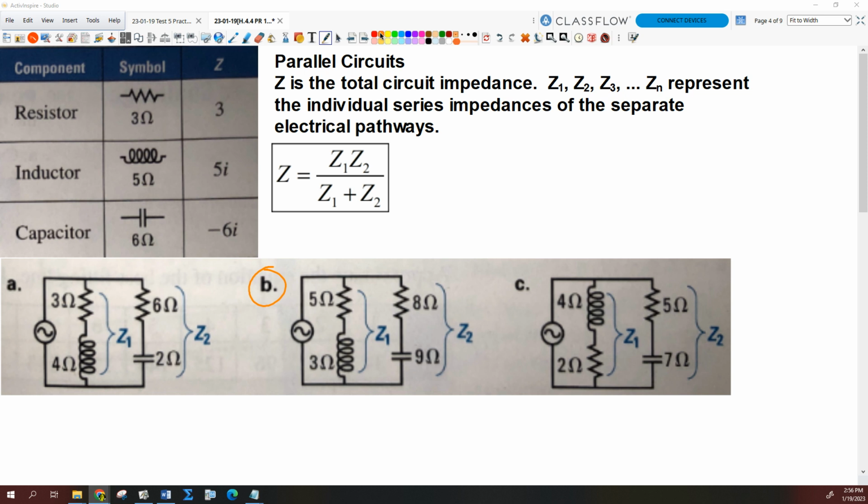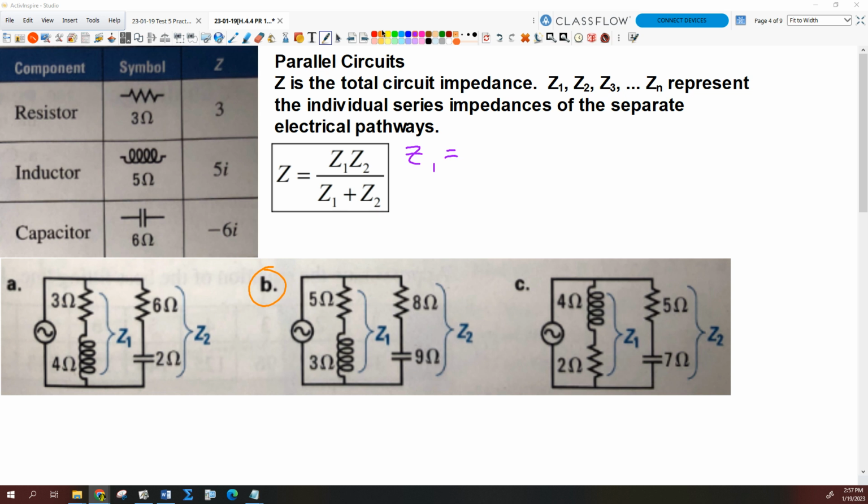So here's the formula we use to calculate the impedance of a parallel circuit. The formula is it's equal to the product of the impedances of the separate paths divided by the sum of the path impedances, right? So if this is path 1 and that path 2, well, the impedance of path 1 would just be the series impedance of those two elements added together, right? So let's calculate Z1.